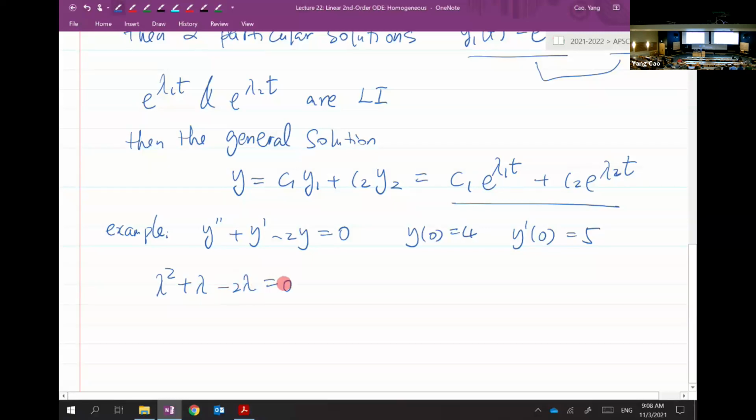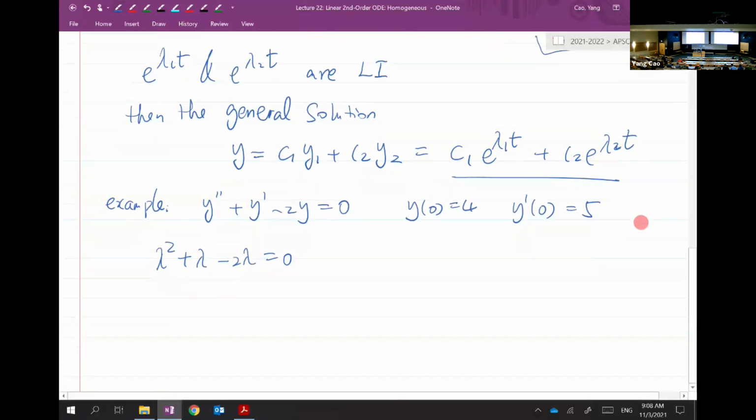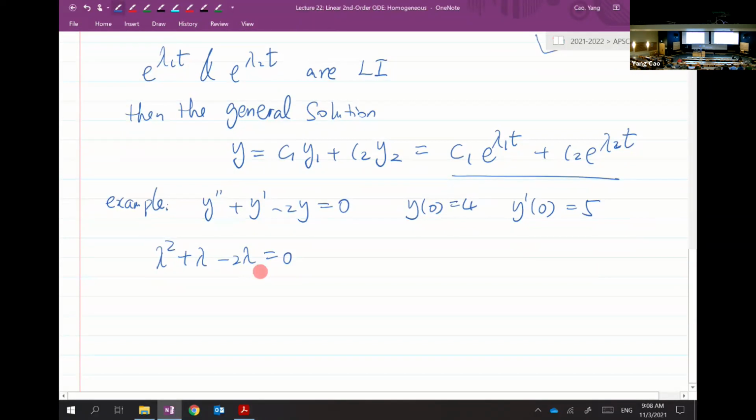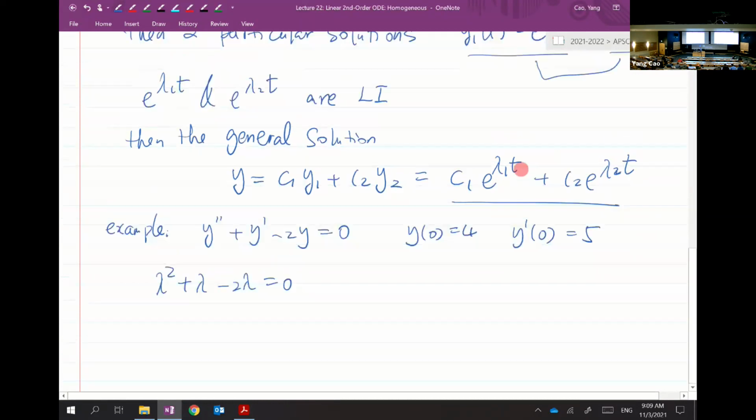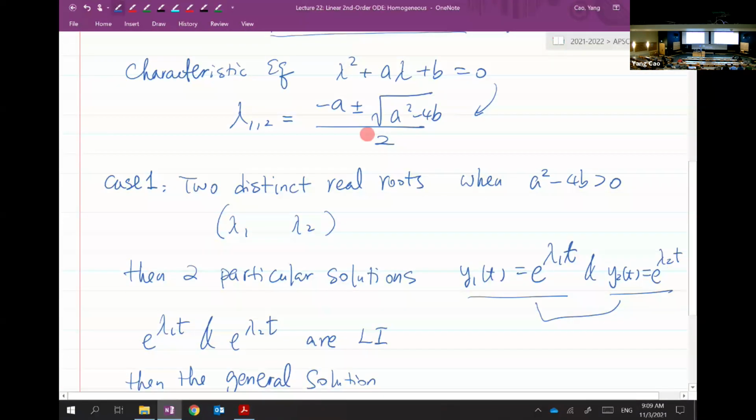So here's your characteristic equation based on the second order differential equation. Now we typically use lambda as the variable here for the characteristic equation. Of course, strictly speaking, you could use any other variables. It's just sort of convention. Then from here, you try to solve for lambda. So you can just use this formula to solve for lambda, right?